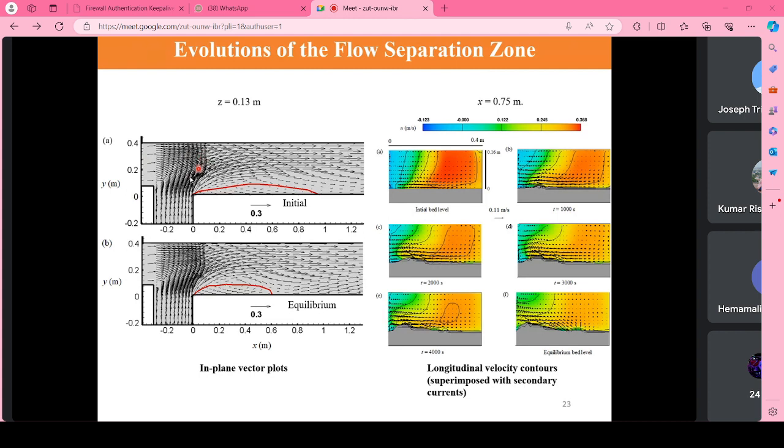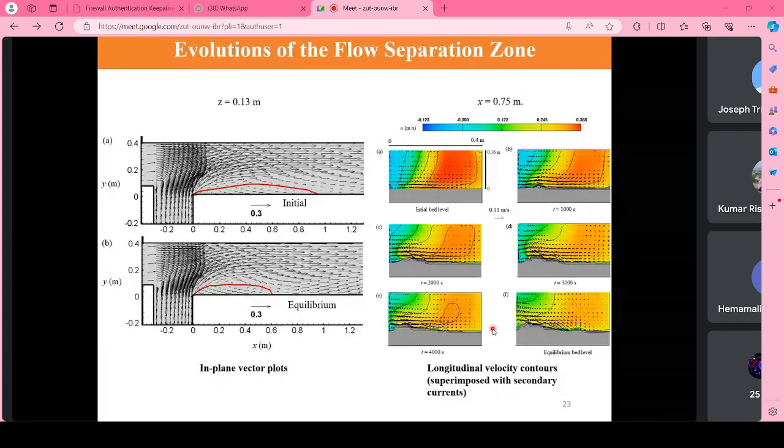And similarly, you see here the flow separation zone that's formed at time t equal to 0, but at equilibrium condition, when the bed is deformed, it decreased considerably. It's because when a secondary current is formed, it gives momentum to the separation zone. When it provides the momentum to the separation zone, it gives the energy to overcome the adverse pressure gradient, and therefore the separation zone is limited when the bed is deformed. So the takeaway is that when the bed is deformed, the separation zone is reduced considerably.